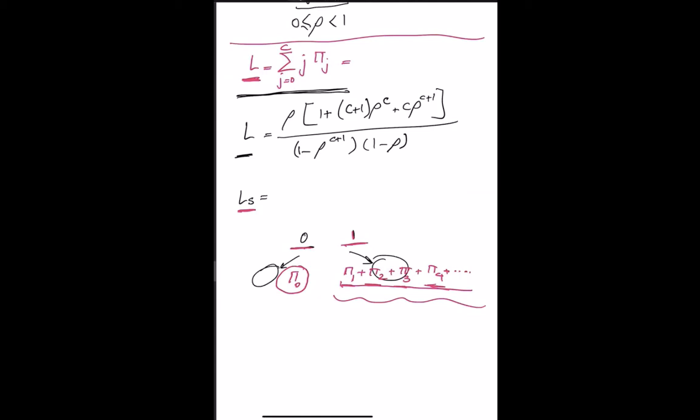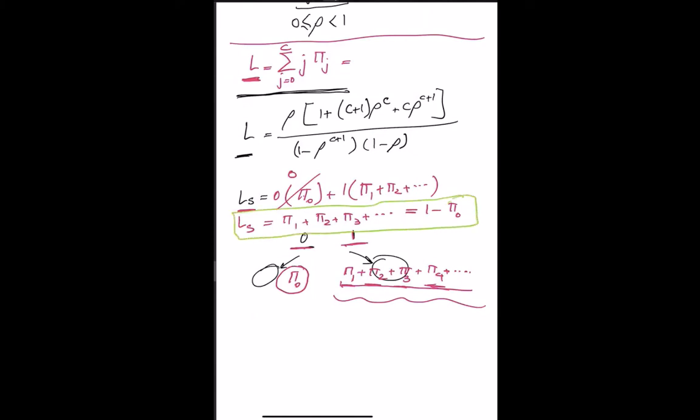Don't we do it the same way we did it with L, just multiplying all the probabilities together? Okay. So this part is 0. Then LS equals pi 1 plus pi 2 plus pi 3 all the way to infinity, or 1 minus pi 0. So this is the formula for LS.